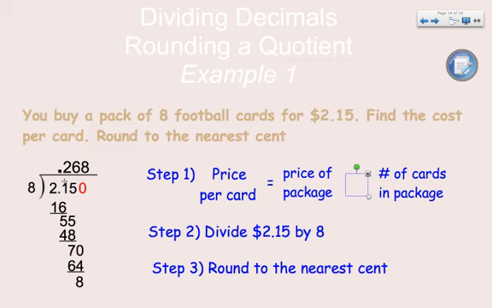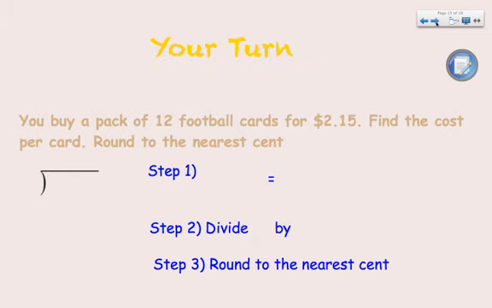Okay, so this is just a division problem where they're actually asking you to round to the hundredths place, or in this case it says the nearest cent. Okay, your turn. You buy a pack of 12 football cards for $2.15. Find the cost per card and round to the nearest cent.